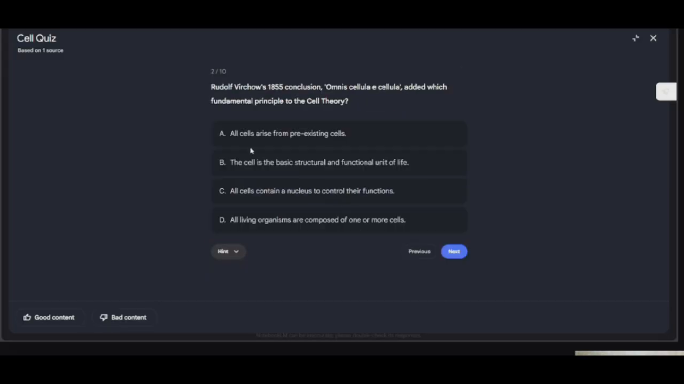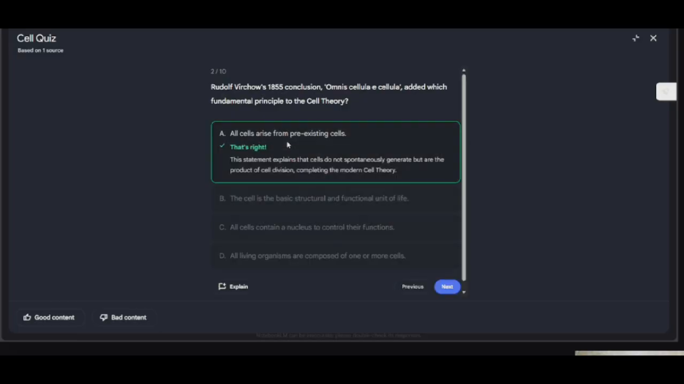Moving to the next. Rudolf Virchow in 1855 concluded Omnis cellula e cellula, which added which foundational principle to the cell theory? What was the third principle of cell theory? All cells arise from pre-existing cells. The cell is the basic structural and functional unit of life. Schleiden and Schwann had already proposed two principles, and Rudolf Virchow proposed the third one. That is: all cells arise from pre-existing cells.